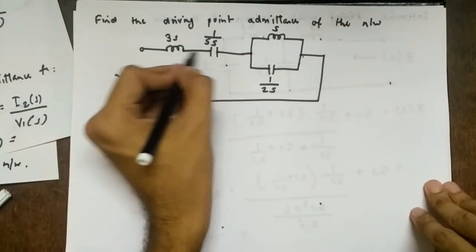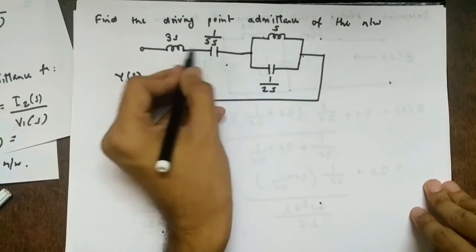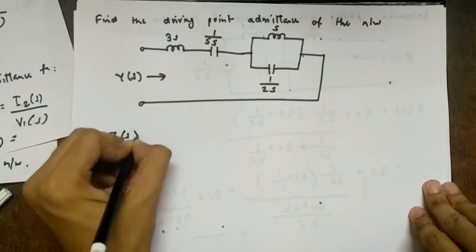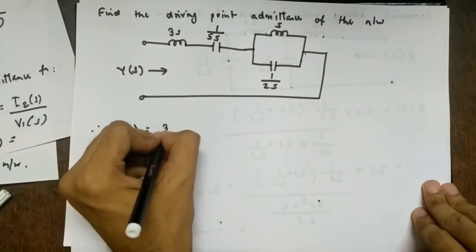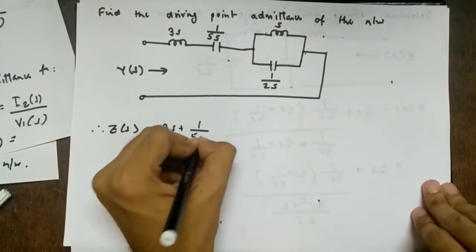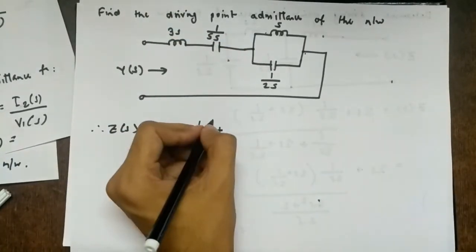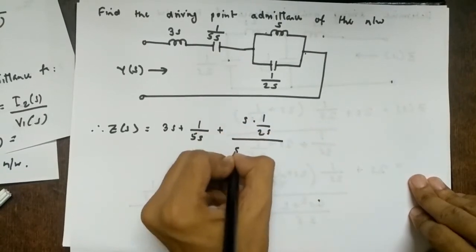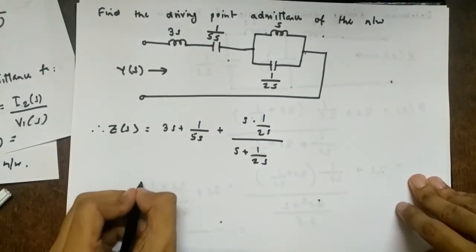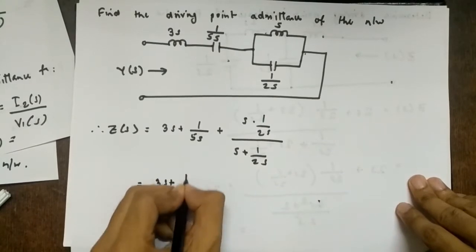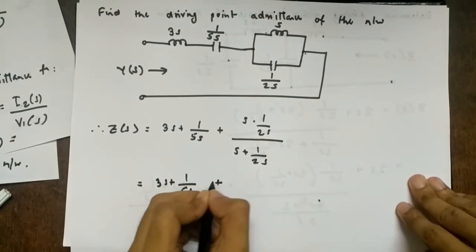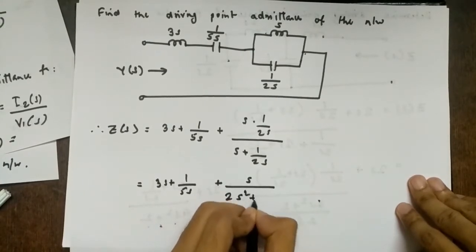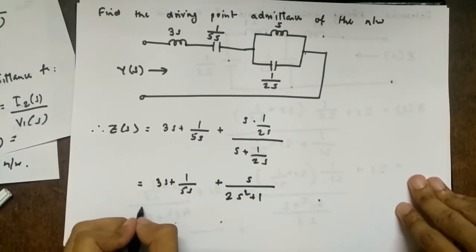So what is happening here? These two are in series. In fact, these three are in series, but this is a parallel combination. So first we can find Z of S, then we can invert it. So 3S plus 1 upon 5S, plus the series combination, right? So S into 1 by 2S upon S plus 1 by 2S. So what will this be? 3S plus 1 by 5S plus, this will be S upon 2S square plus 1, right?